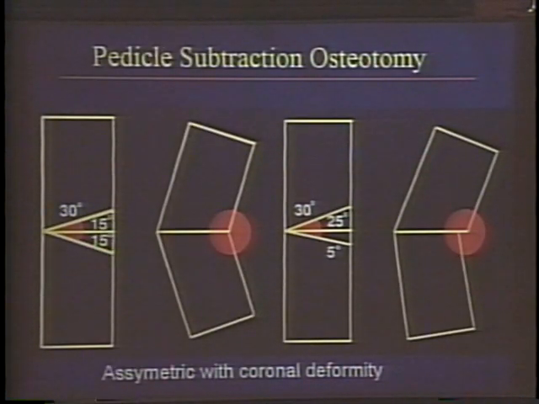It's possible to do an asymmetric pedicle subtraction osteotomy or subtotal corpectomy if there's a coronal plane deformity, and we might design it like this. Here we have to be very cognizant again of the neural elements and be sure there's no compression by the edges.